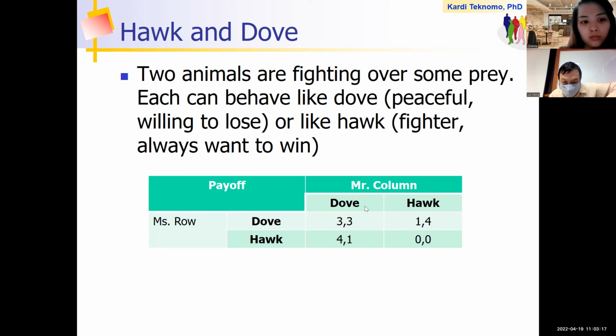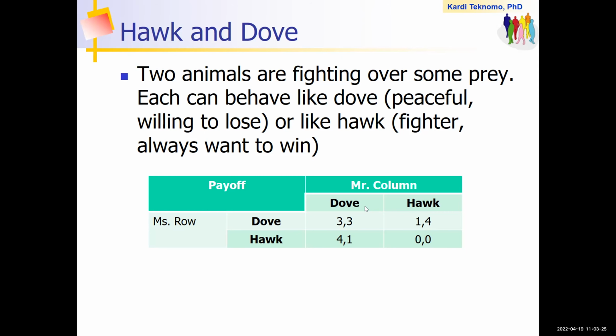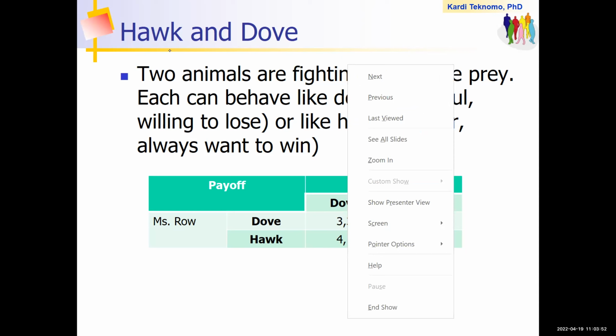And hawk. Okay, so the fast way to do it is something like this. If Miss Row plays dove, select between 3 and 4. Of course, we'll select 4, so I will put 4 here. If Miss Row plays hawk, select between 1 and 0. We'll select 1. Correct?